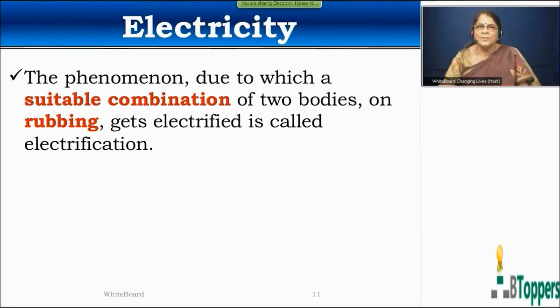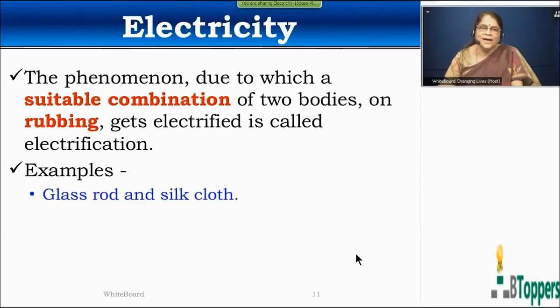Because all bodies, when they are rubbed against each other, they do not get charged. They do not get electrified. Only a suitable combination of certain substances, when they are rubbed against each other, become charged. We have certain examples. Let us see what they are: glass rod and silk cloth. Whenever a glass rod is rubbed with silk cloth, then the glass rod gets charged and the silk cloth also gets charged. Just now we have seen, we have taken a plastic tiffin box and we have rubbed it with silk cloth and it got charged, isn't it?